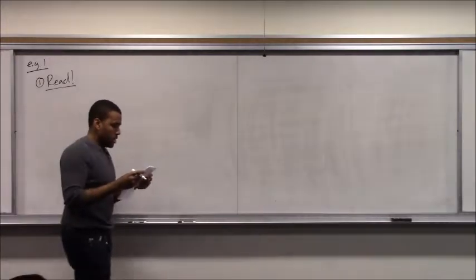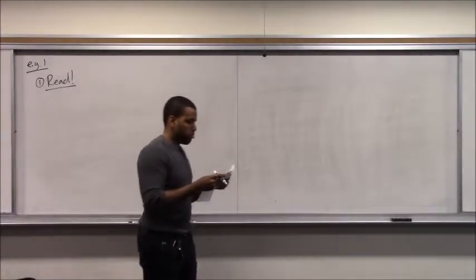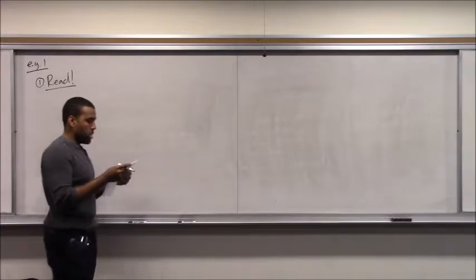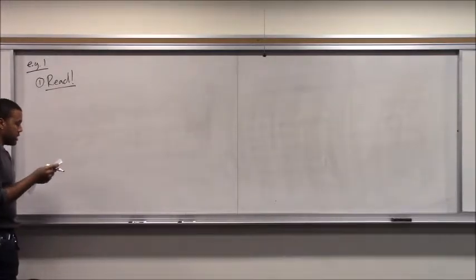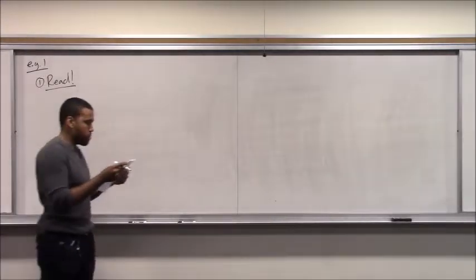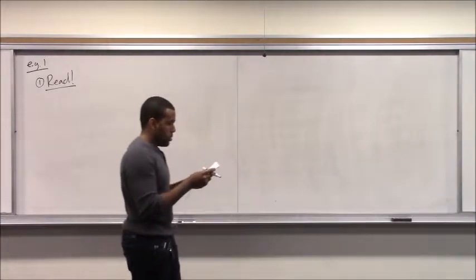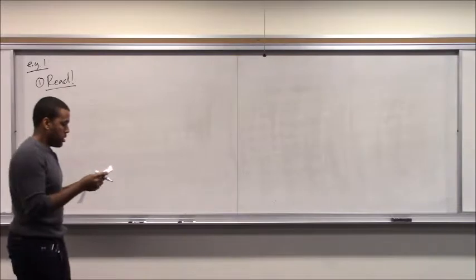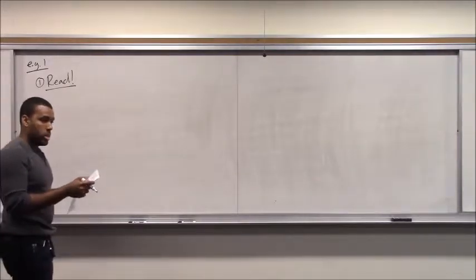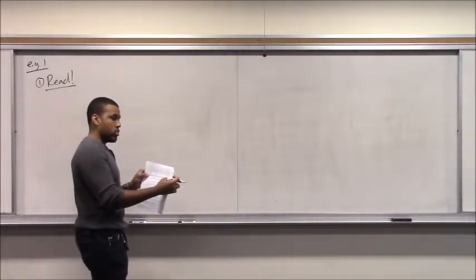A right circular cylinder undergoes expansion. Its radius is increasing at a rate of 1 meter per second, while its height is increasing at a rate of 2 meters per second. At what rate is the volume changing when the radius is 1 meter in length and the height is 3 meters? Okay, so this is an example of a related rates problem.